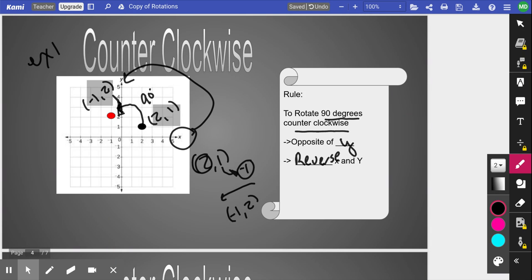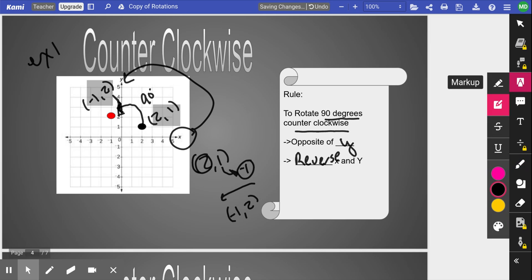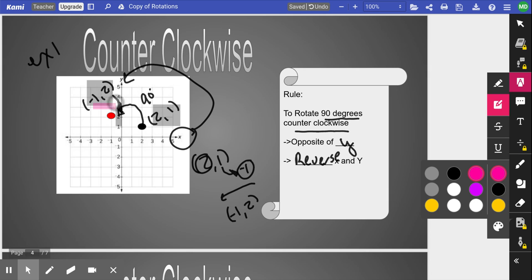So my new ordered pair is -1 and then 2. That's my new one. Notice this point is the point -1, 2. So to rotate counterclockwise, I have to do the opposite of y and reverse it. Let's practice a few. For me, I do this algebra work first, and then I plot my point.